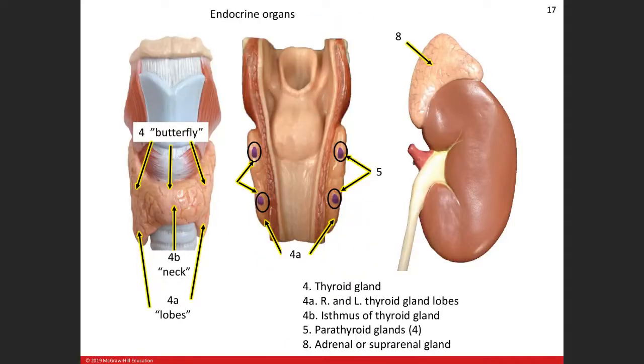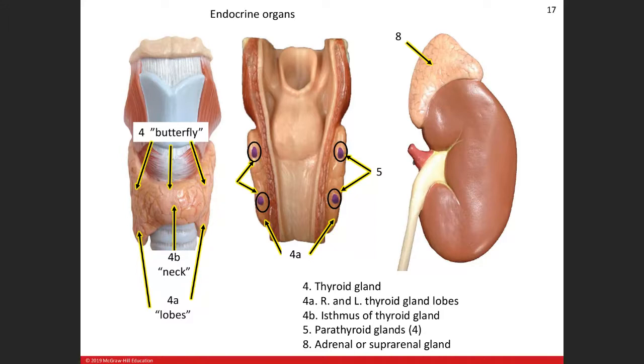All right, now we're going to flip it over and look at it from the back here. So on the back, you see these four purple dots. Well, guess what? Those are what we refer to as the parathyroid glands. Remember, they're the gland that makes the PTH, parathyroid hormone. And what does parathyroid hormone do? It helps to increase blood calcium levels.